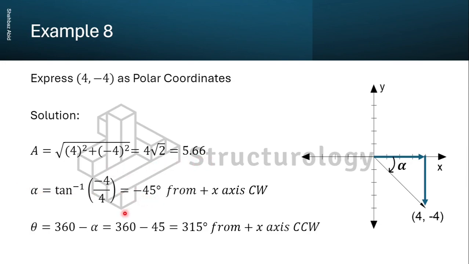Angle alpha is going to be tan inverse of perpendicular over the base, which is going to be -45 degrees, and it's a clockwise angle, that's why it is a negative angle, and it is again taken from the positive x axis. If we want to calculate the counterclockwise angle from the positive x axis, we have to basically subtract 45 from 360 degrees, because the total is 360 degrees. We are going to get theta from the positive x axis counterclockwise until this vector to be 315 degrees.